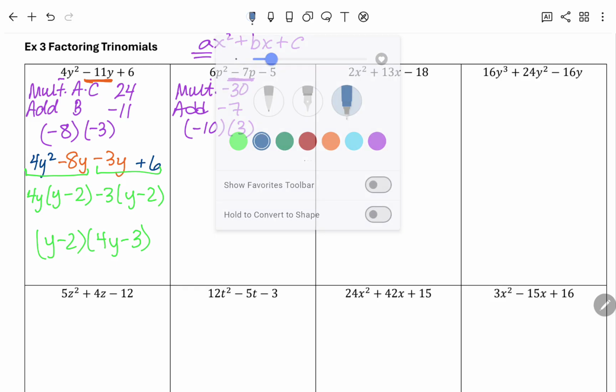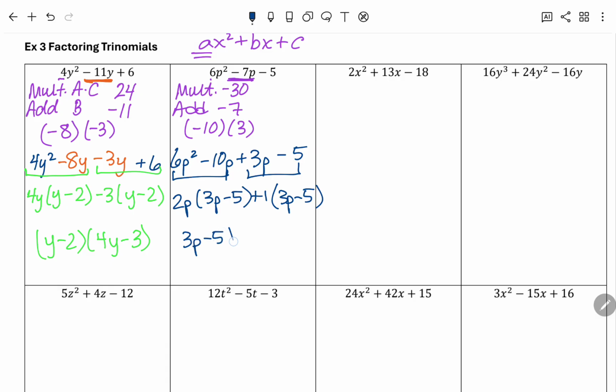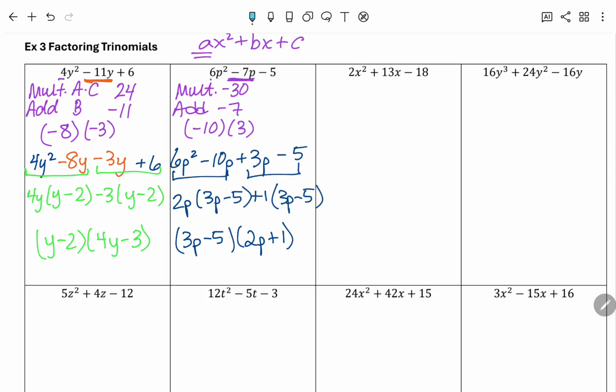So remember, those are going to replace the middle term. Let's just change it up to break things up here. So we're going to have 6p squared minus 10p plus 3p minus 5. We're going to factor by grouping, take out our GCF, and we end up with 3p minus 5 times 2p plus 1. Super duper.